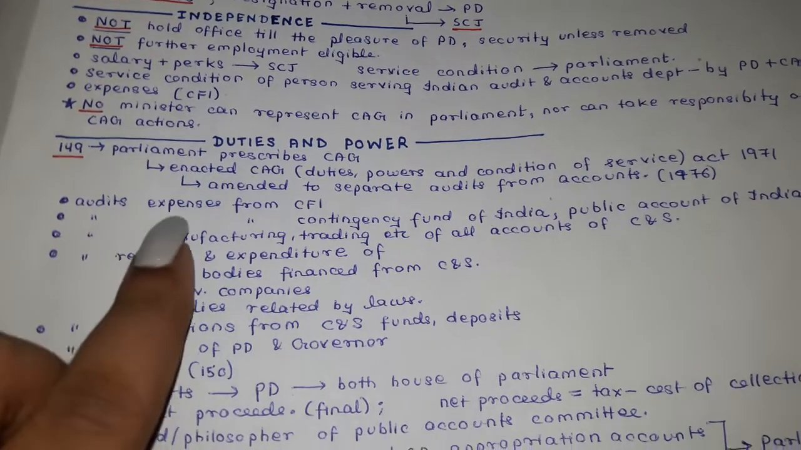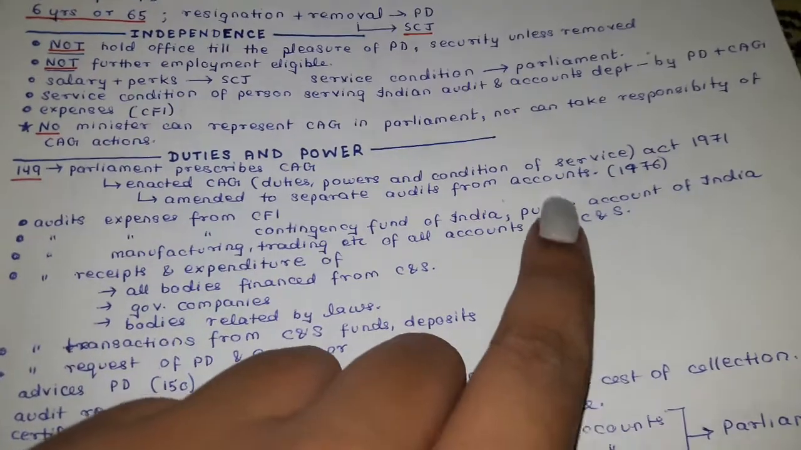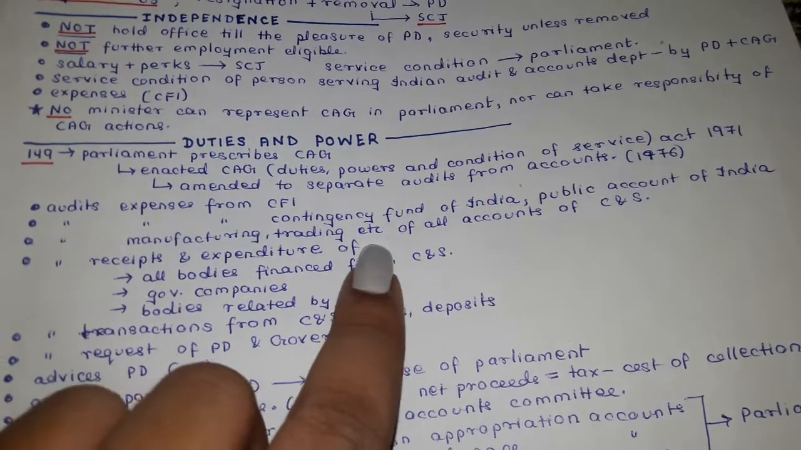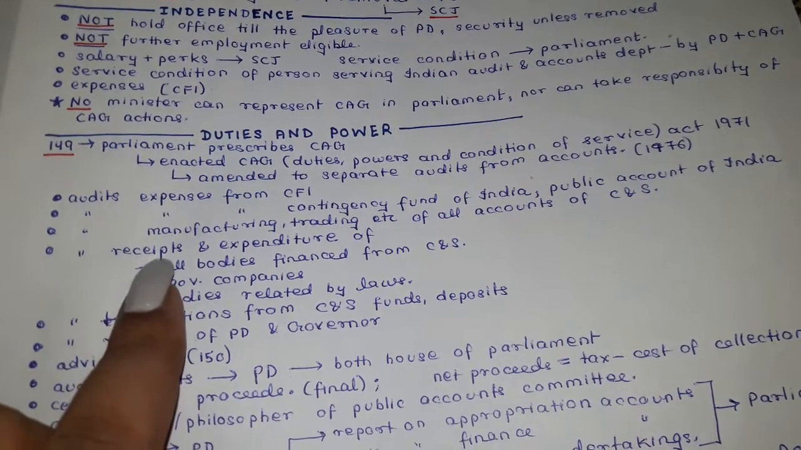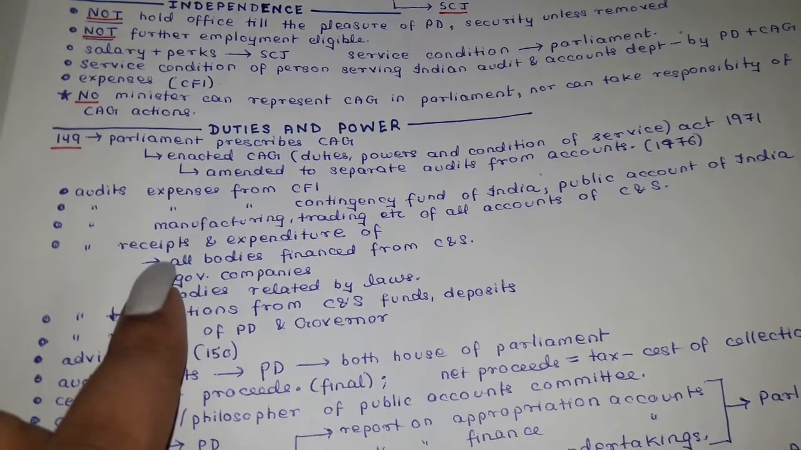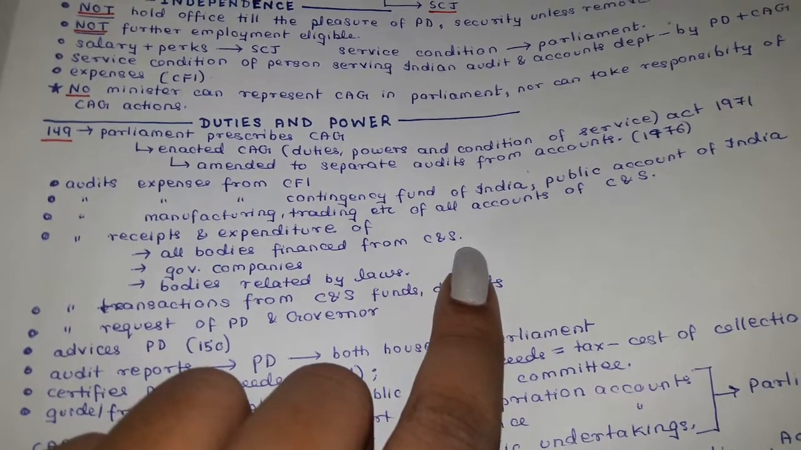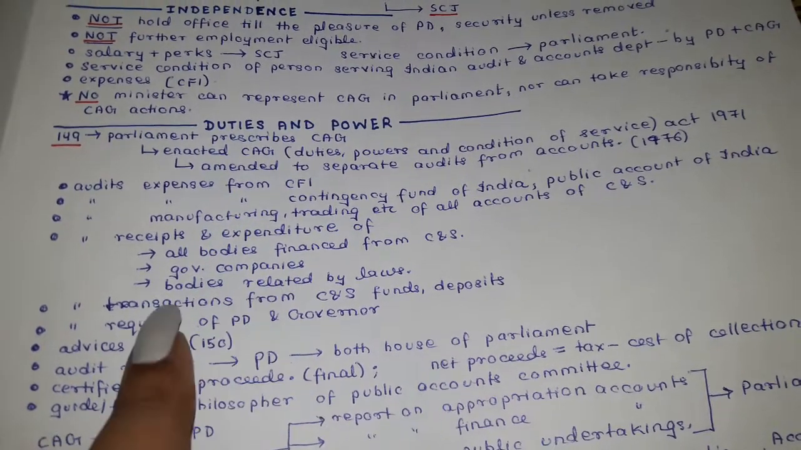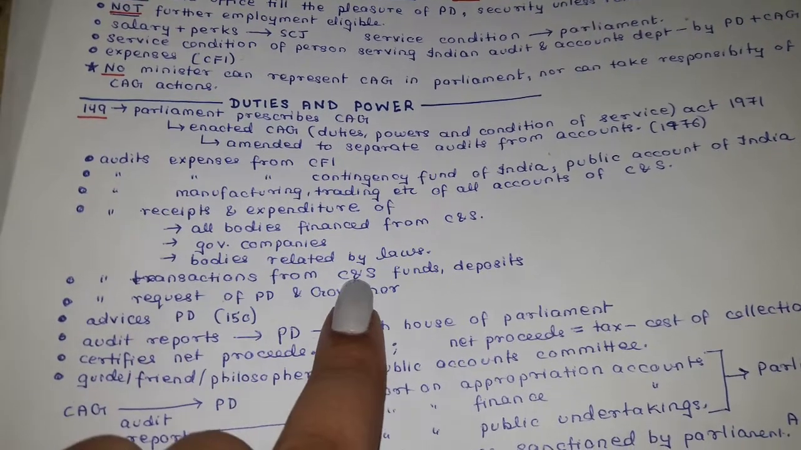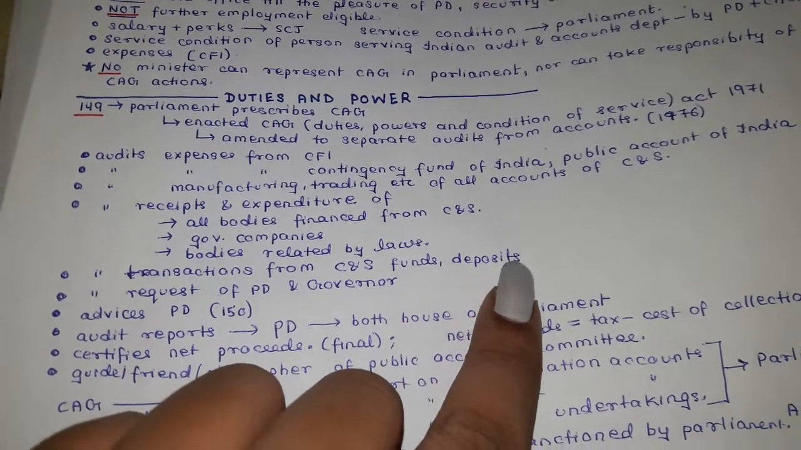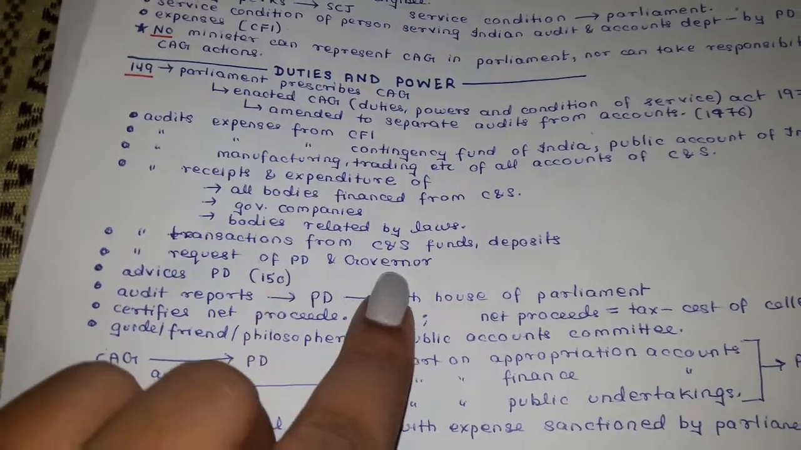Okay. He audits expenses from Consolidated Fund of India, from Contingency Fund of India, Public Account of India, manufacturing, trading, etc. All accounts of center and state government. Okay. He can audit each and every account under central and state government. Okay. Receipts and expenditures of all bodies financed from central government and state government, government companies, bodies related by the Constitution. He audits all the transactions from central government and state government funds, deposits, etc. He can audit on request of President or Governor.